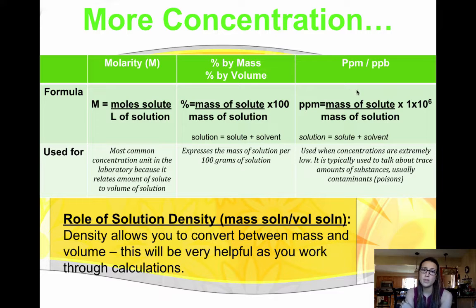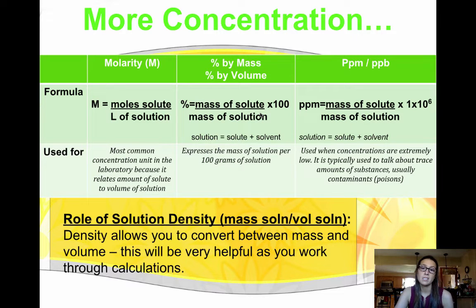The way that you do that is just like percent by mass. It's mass of solute over mass of solution, but instead of multiplying by 100, for parts per million you're multiplying by 1,000,000, 1 times 10 to the 6th. If it's parts per billion, where instead of an M it's a B, you would multiply by 1 times 10 to the 9th. So parts per million is 1 times 10 to the 6th at the end, and parts per billion is 1 times 10 to the 9th.